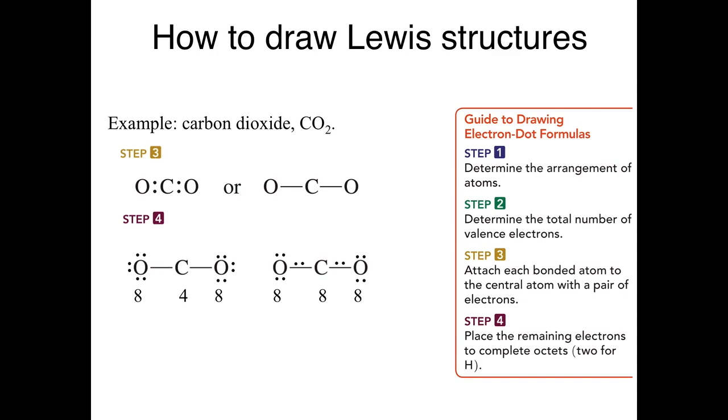This kind of looks messy, so at this point we would want to redraw our Lewis structure. Every bonding electron should be represented with a line. So in this case, since there are 4 electrons or 2 pairs of bonding electrons between the oxygen and the carbon, we can draw it as 2 lines instead. That is called a double bond.